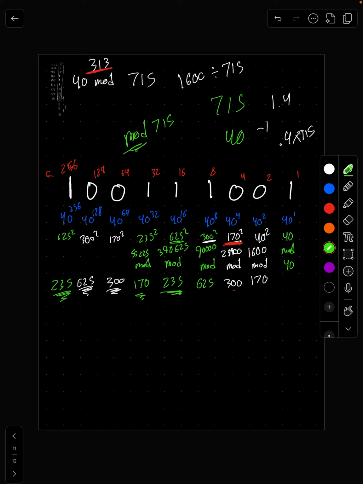Okay, so now here's the important part. This is why we use binary. So these numbers that are equal to 1 are the only important numbers. Once we're done with this computation, we don't care about zeros, so we can just forget them.